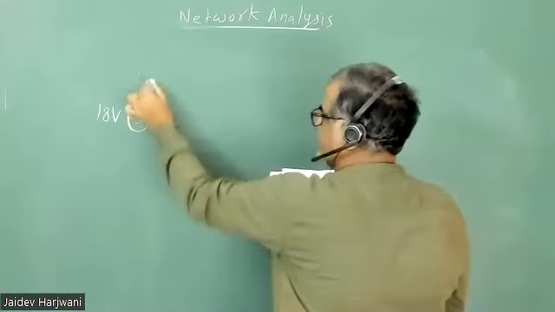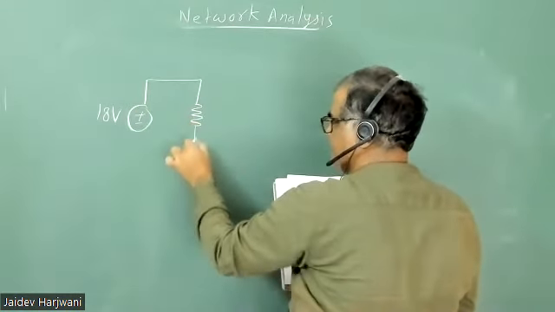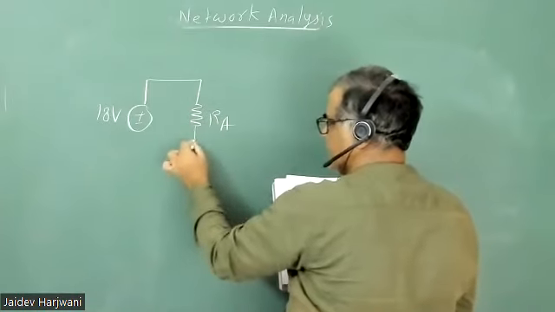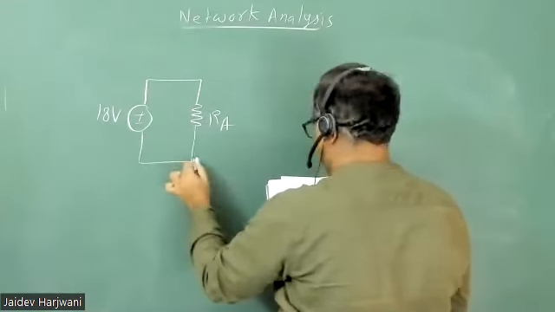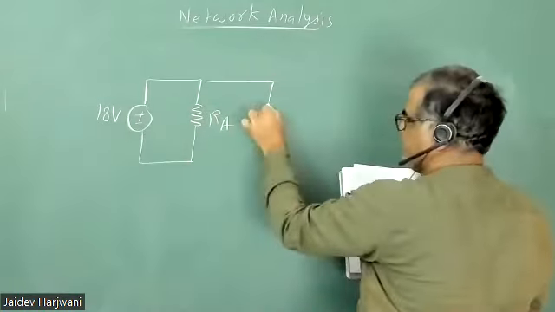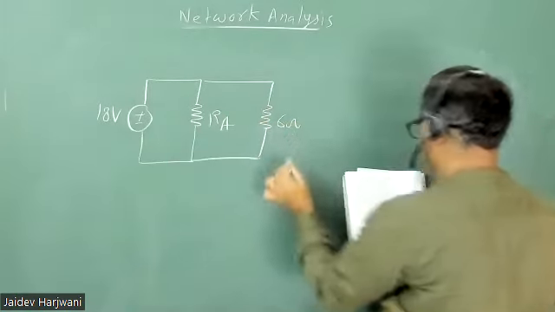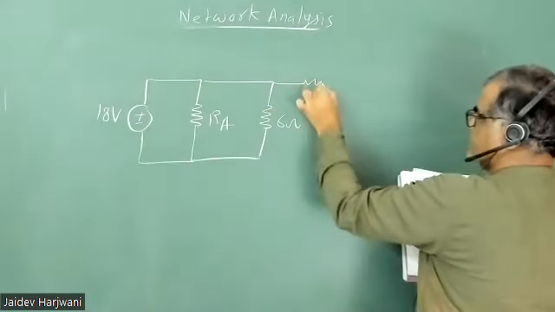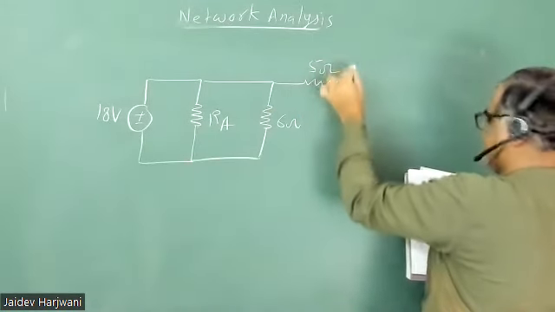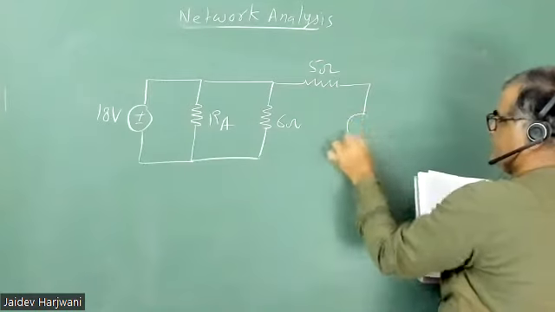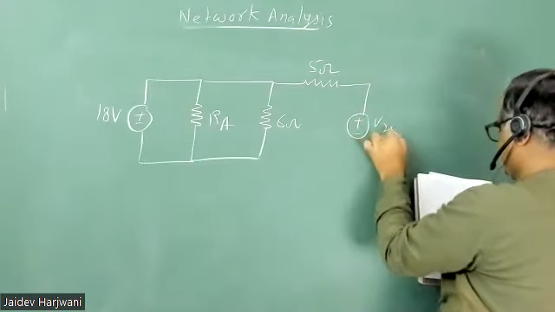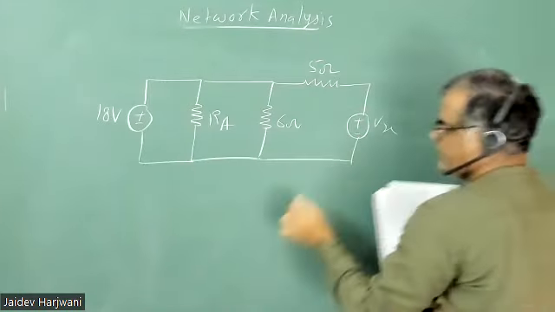3 volt, RA. We have 6 ohm, 5 ohm, plus Vx, and this is my. Okay.